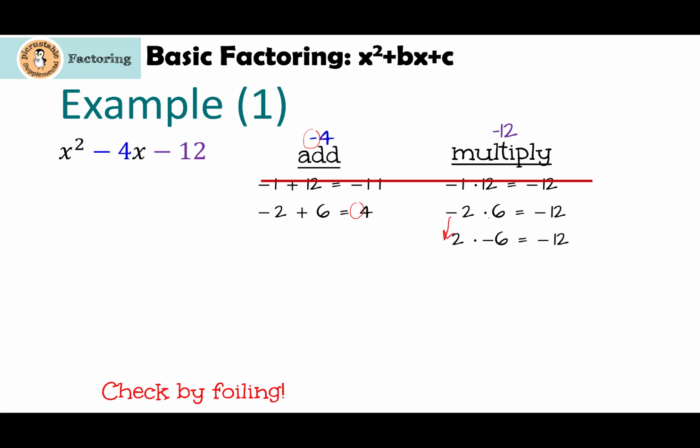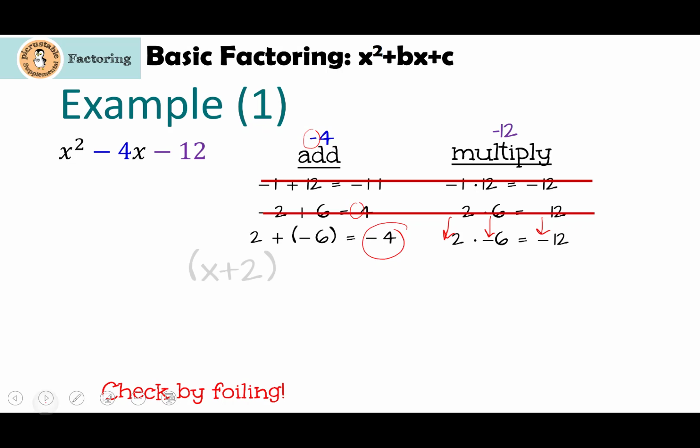I have a positive 2 and a negative 6. I still get negative 12. That's awesome. But when I take 2 plus negative 6, I get negative 4. And that's what we want. So let me show you how easy it is to go from here to factoring.